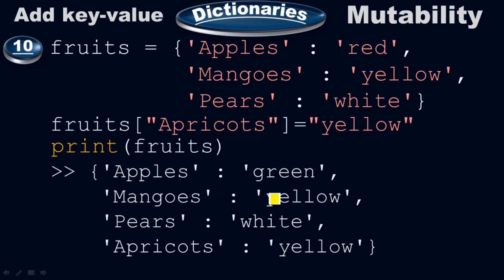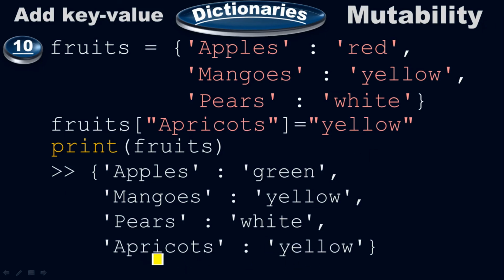1, 2, 3, 4. That's how this changing in a dictionary is called mutability. This process is called mutability. We can change the value of a dictionary. We can also add another key value pair to the dictionary. So first we had only 3 pairs, then after the mutability, after doing changes, we added another extra key value pair, which is apricots and yellow.